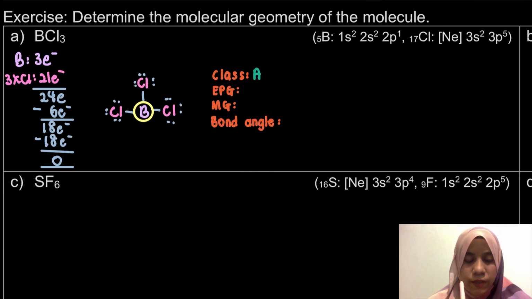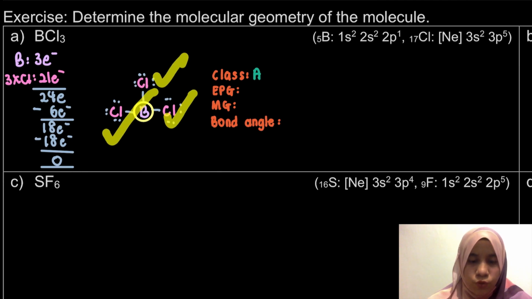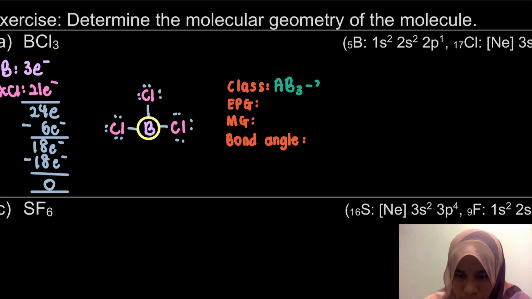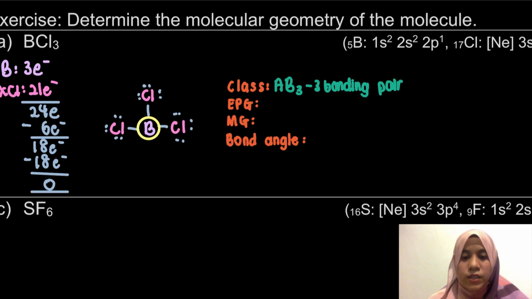Ni beryllium lah, boron. Okay, boron ni is bonded to how many bonding pair? 1, 2, 3. Ada 3 bonding pair. So dah akan jadi AB3. So kamu jangan tulis macam tu je. Tulislah AB3 ni, maksud dia what we have is actually, so that's the first one.